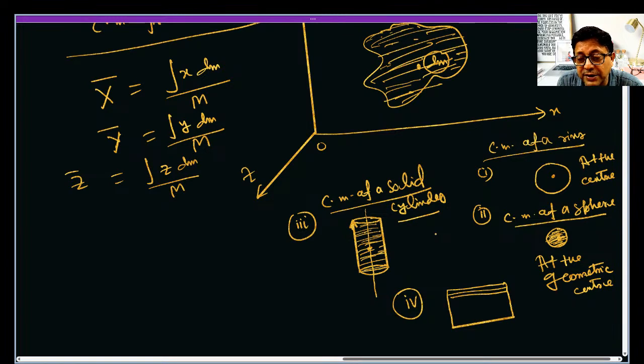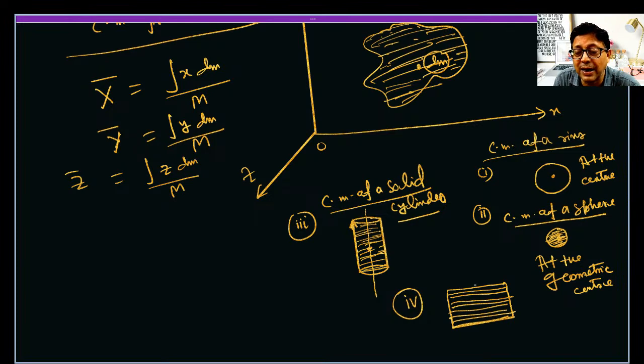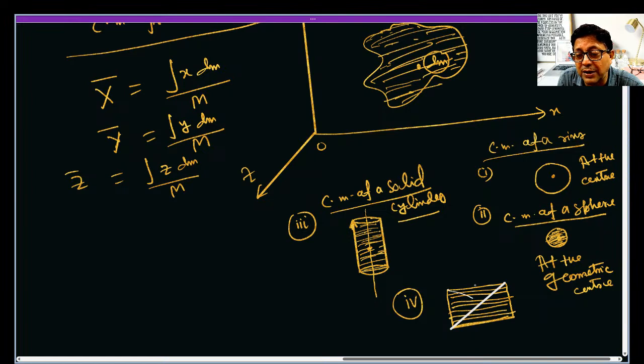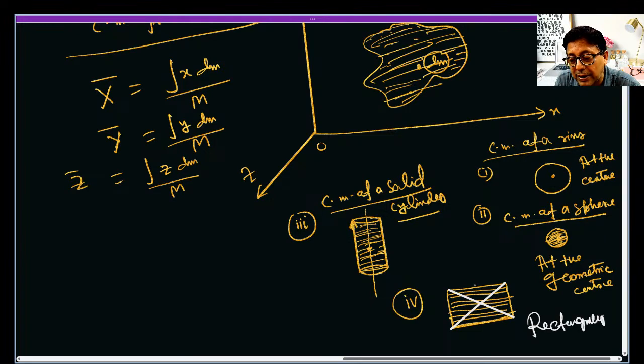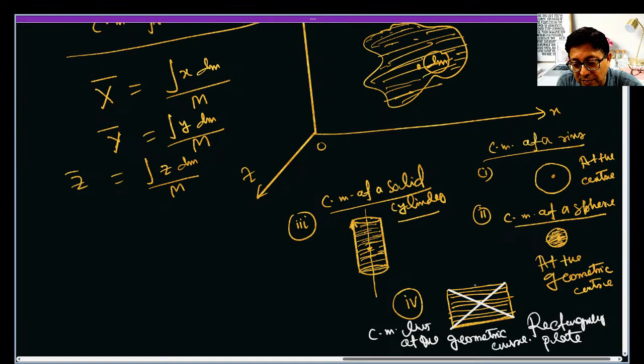For a rectangular plate, where does the center of mass lie? The center of mass will lie at the point of intersection of the diagonals. This is for a rectangular plate. CM lies at the geometric center.